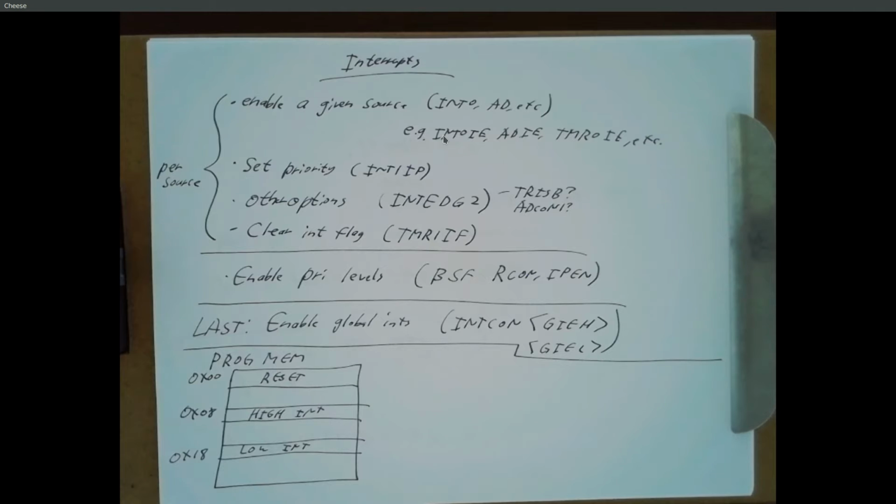The only thing that's mandated is when the processor starts up or resets, it's going to execute the instruction at 0. If it gets a high priority interrupt, it'll execute 8. If it's a low priority, it'll execute 18. And you get to do what you like with those.